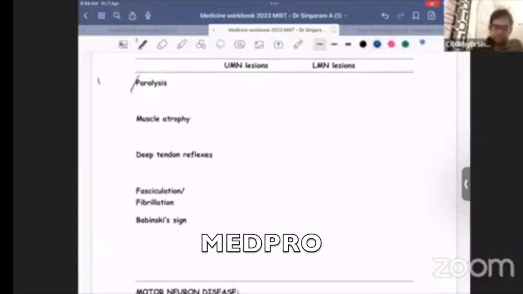The paralysis here I am talking about is the muscle weakness. What is the type of muscle weakness or the paralysis you will get? Please remember, I told you. Understand this concept. It is with relation to the tone. I am talking about with relation to the tone.